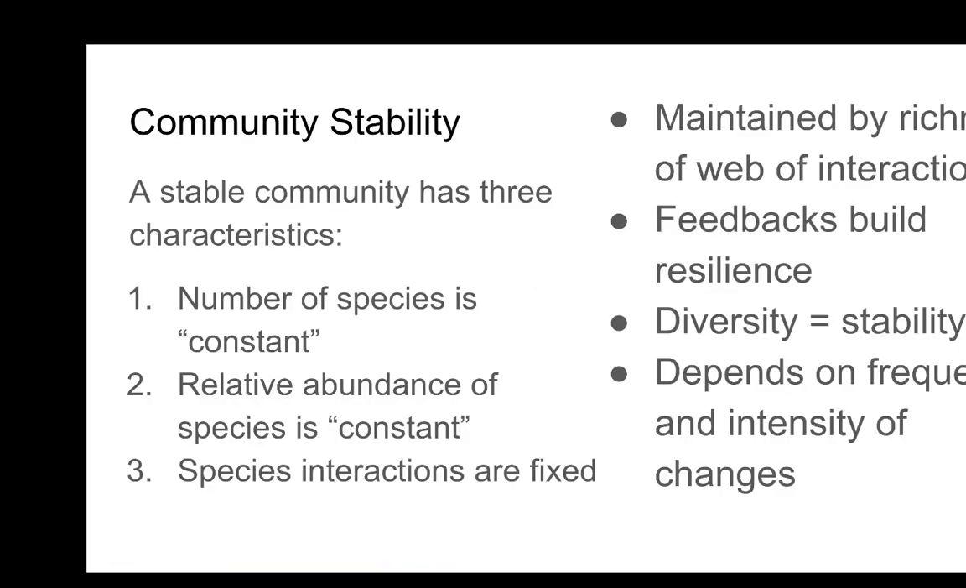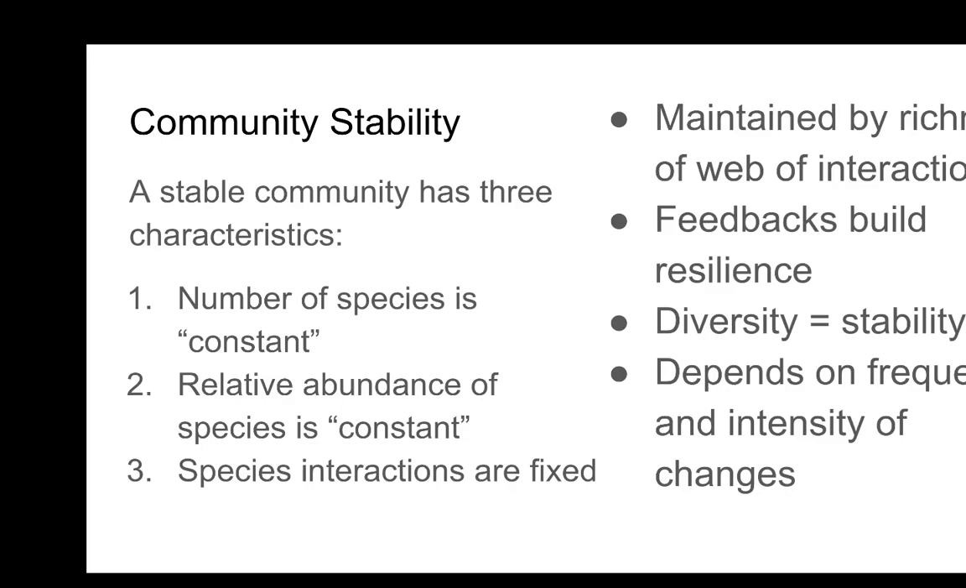So I'm going to actually go here, right? So community stability means that the number of species are constant, the relative abundance of those species is constant, and those species interactions are fixed. And you get a stable community when you have a rich web of interactions between species, feedbacks within your ecosystem, balancing feedback loops, build resilience because of those relationships.